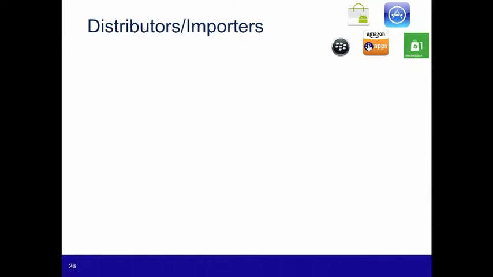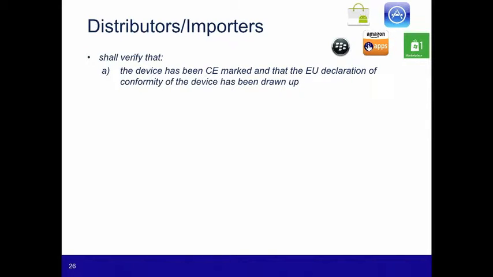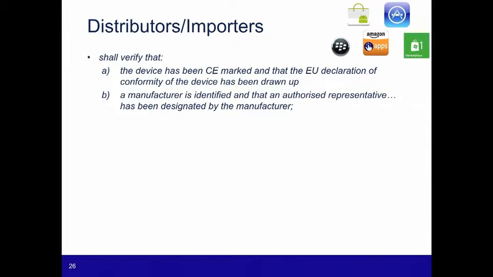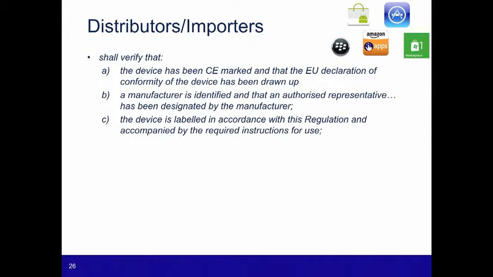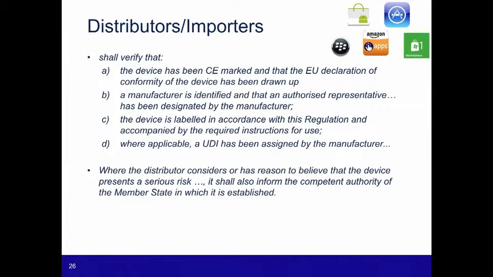There's also requirements on distributors and importers, so they are going to have to verify that their software on their app stores is CE marked when it needs to be. The manufacturer is identified, they know who it is. The product has been labelled correctly, it's got instructions for use, it's got a universal device identifier. And if they think there's a problem with any of those, they must inform the competent authority of that issue.